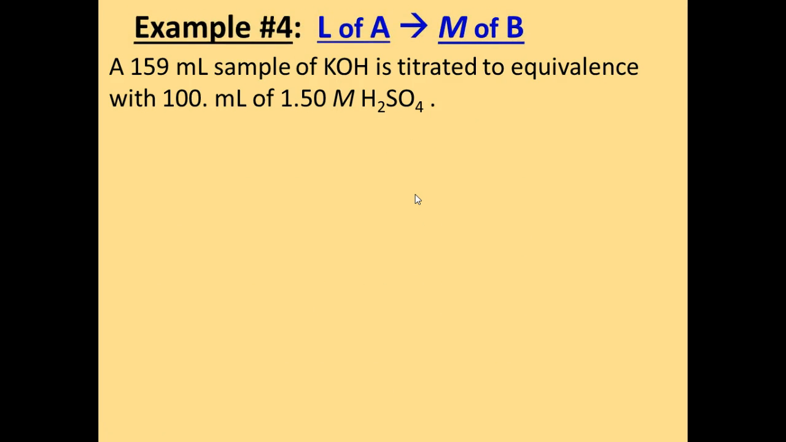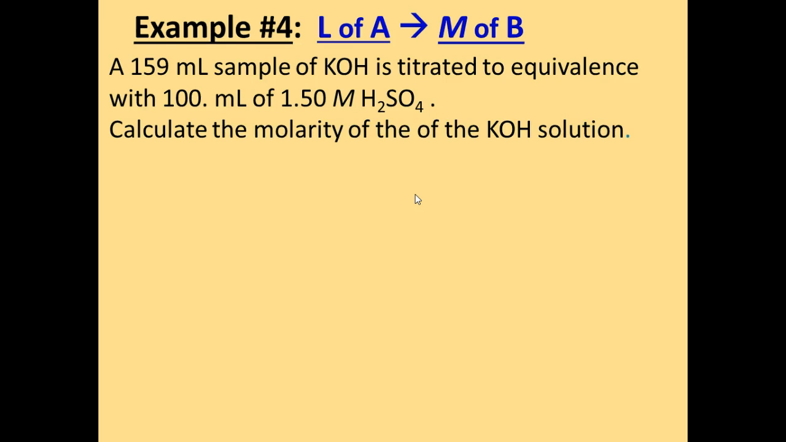And so now we have example 4, so this is our last example. We have a 159 milliliter sample of KOH that is titrated to equivalence with 100 milliliters of 1.5 molar H2SO4. Calculate the molarity of the KOH solution. So instead of going from liters of A to liters of B, we're going to go from liters to moles, and then use moles and divide it by the liters they give us to find molarity. Just bear with me if you didn't understand that.